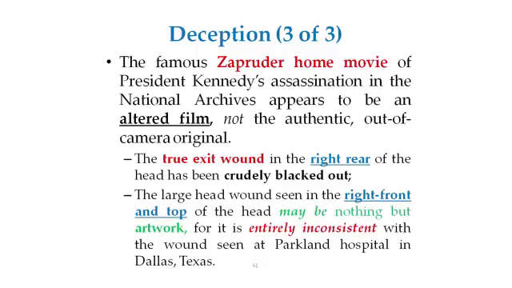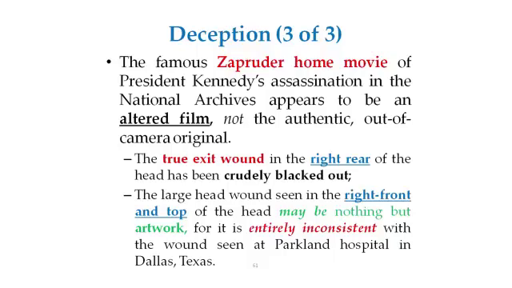So without any further ado, these are the things about the film that I believe have been altered. The true exit wound in the right rear of the head has been crudely blacked out. I would encourage anyone who has access to the film to look at frame 317. And the large head wound seen in the right front and top of the head may be nothing but artwork. In fact, it has to be artwork because it's entirely inconsistent with the wound seen at Parkland Hospital in Dallas, Texas.